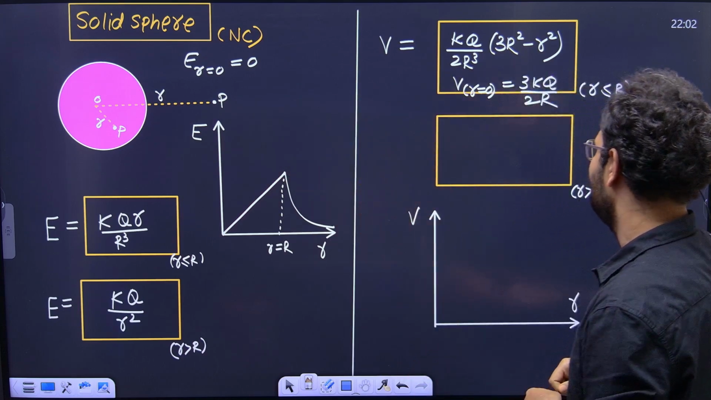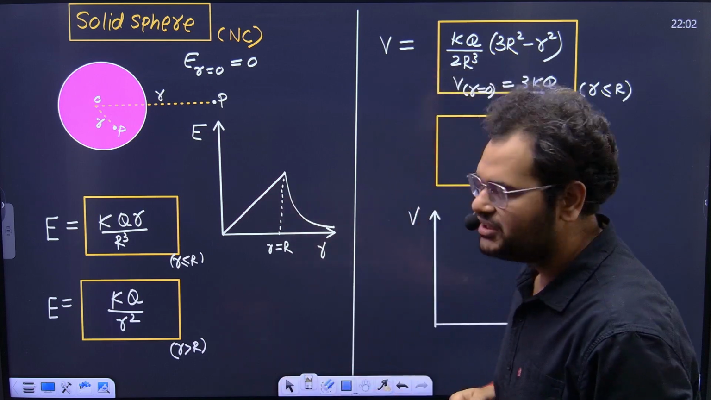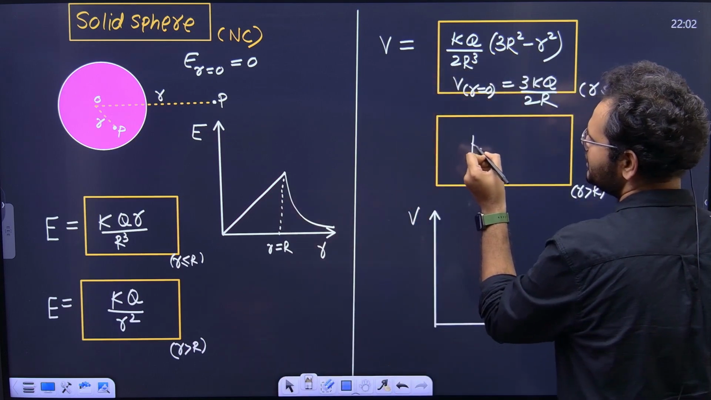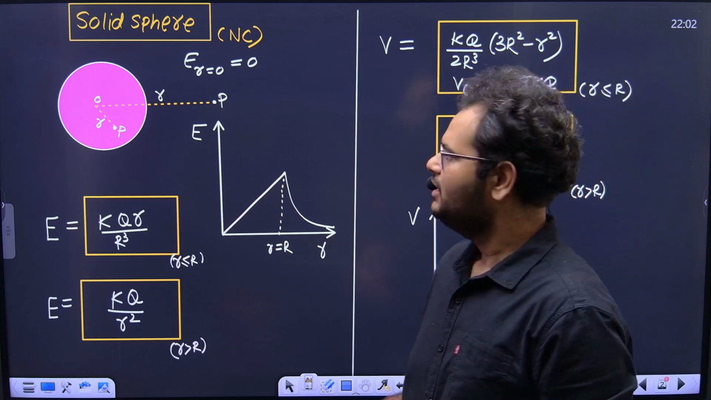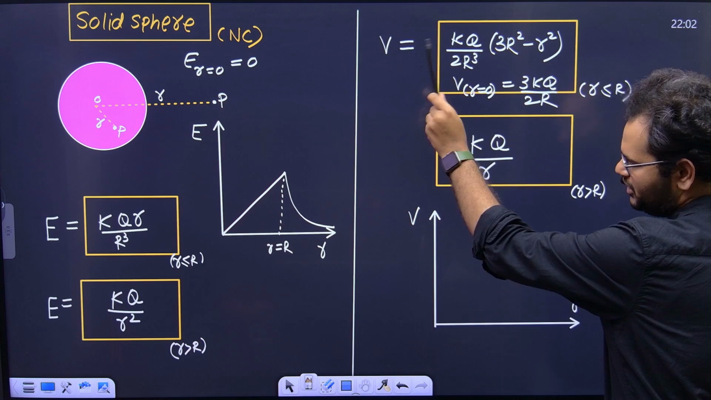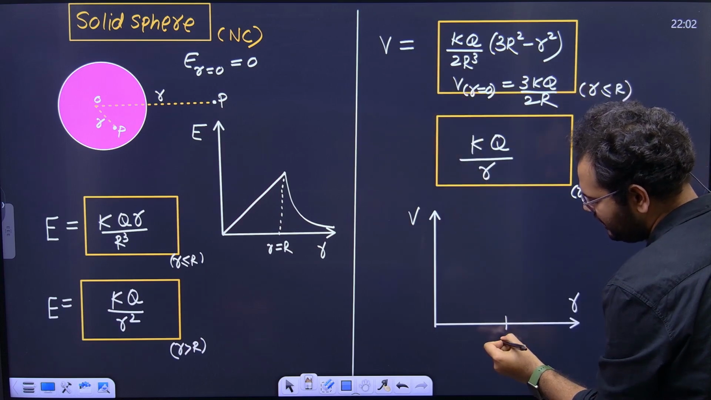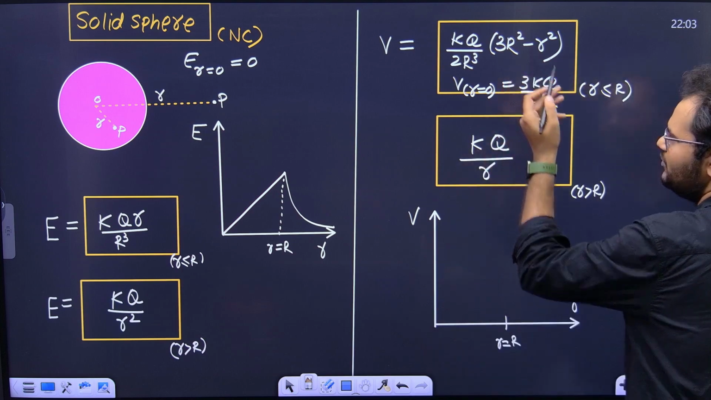Sir, what happens if we go outside the sphere? What is the formula for potential? It just behaves like a point charge, and for a point charge the formula is KQ by small r. Then look at the graph. This is the graph for potential till my radius comes, or till I come to the surface. This graph will be parabolic.